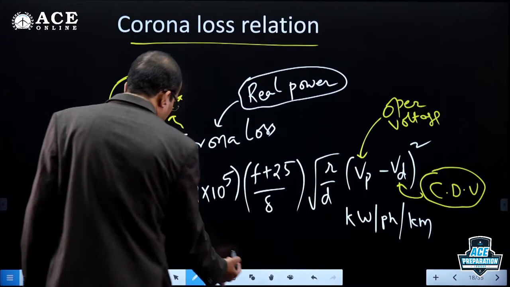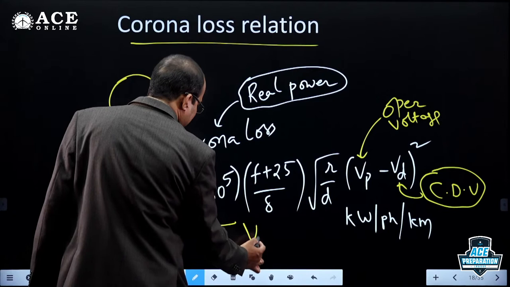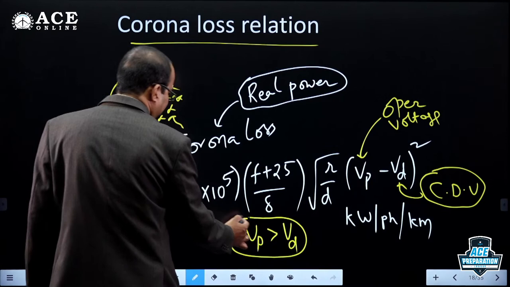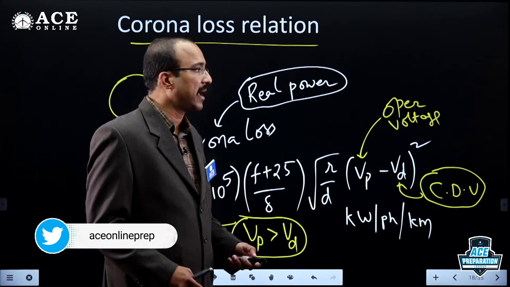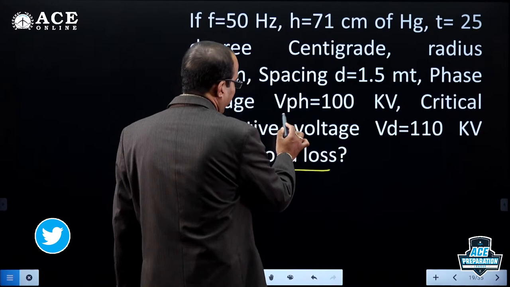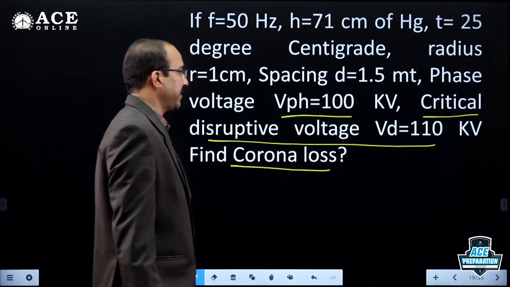You should use this expression only whenever the operating voltage is greater than the critical disruptive voltage. When the operating voltage is greater than the critical disruptive voltage, only then will corona take place. If it is less than that, there is no corona. So if you observe this question, don't get confused here. The phase voltage is 100 kV. The critical disruptive voltage is 110 kV.